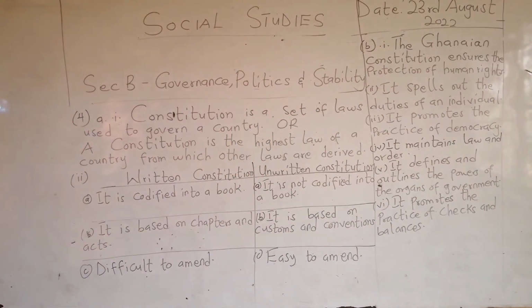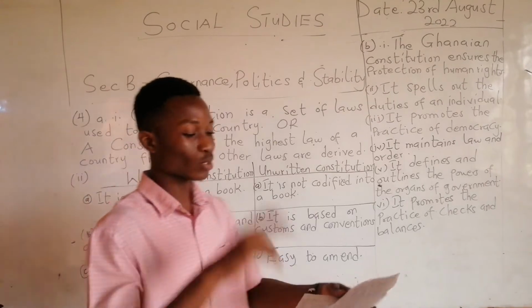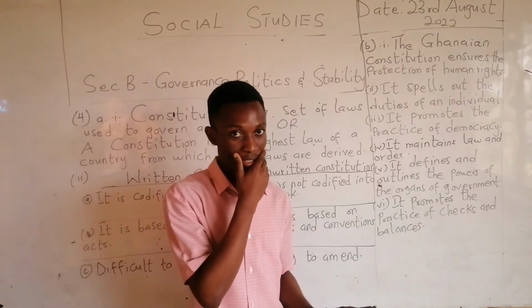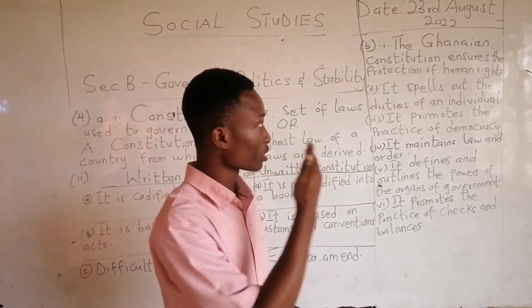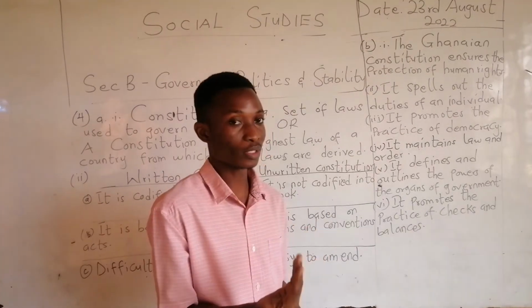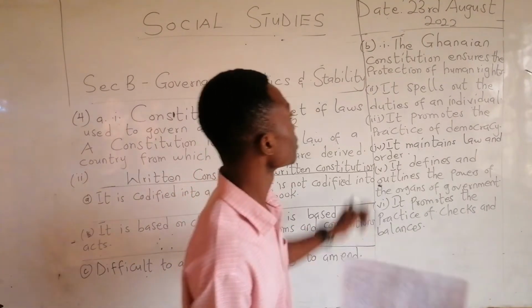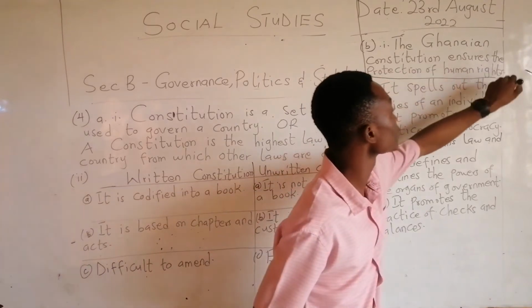One, it ensures the protection of human rights. It says highlight 12 marks, so you need to write something. That's social studies. Now I'm assuming you want to explain the point. This is what we do. First, write the main points: protection of human rights.